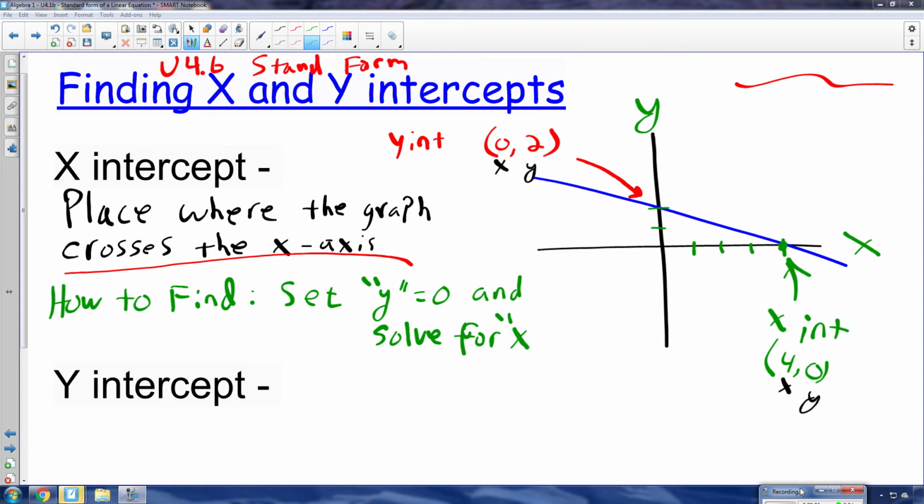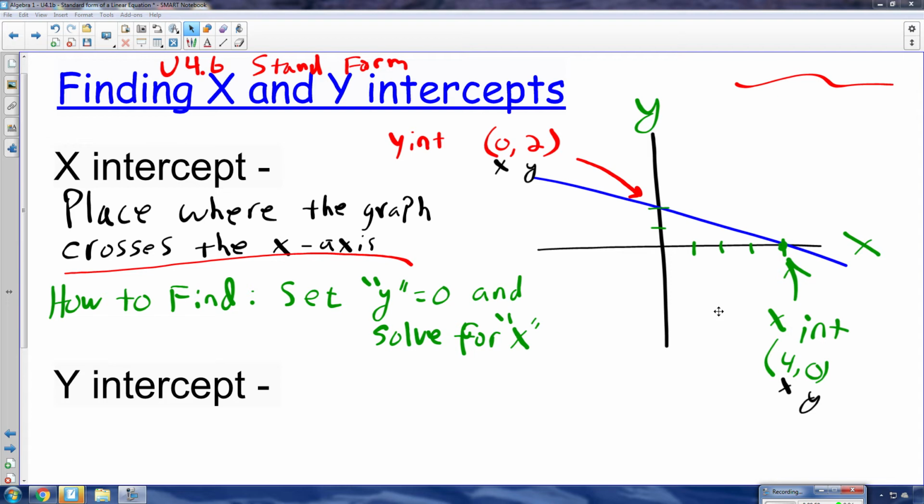Now, why is that? Well, think about it. If you look at where the x-axis is, if you go along here on the x-axis, how high up is the x-axis? How high up off the ground is the mouse right now? 0. It's on the ground. It's at a height of 0. So you set the y, which is the height, equal to 0, and you solve for x. When you set the y equal to 0, you'll get 4 for x if you had the equation of this line.